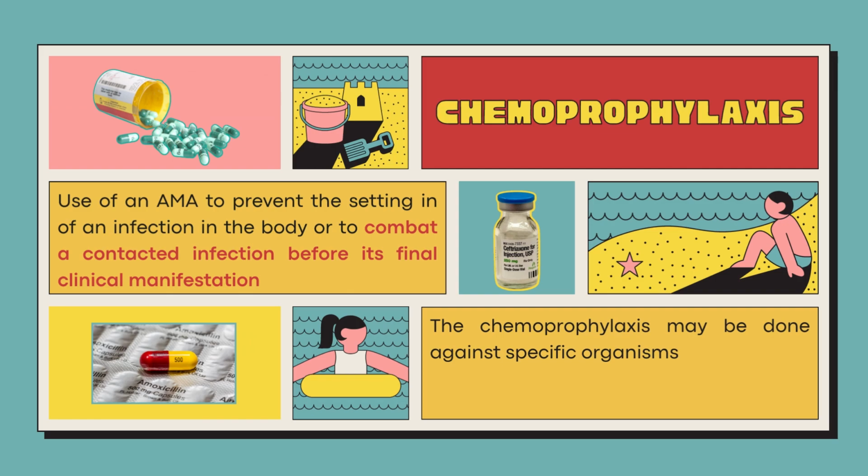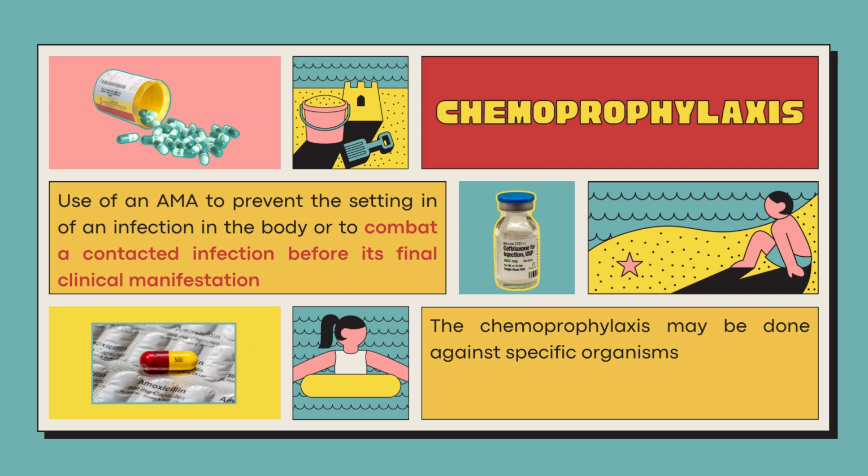Next, synergistic combinations are used in full doses of individual drugs for achieving the goal. Another term to encounter would be chemoprophylaxis, which is the use of an antimicrobial agent to prevent the setting in of an infection in the body or to combat a contracted infection before its final clinical manifestation. It reduces the number of viable microbes below the critical level, thus preventing infection.